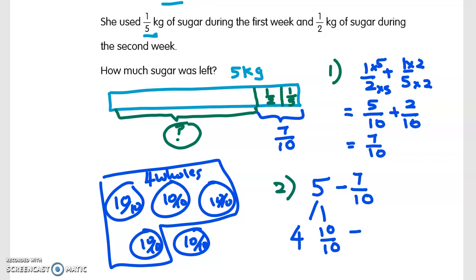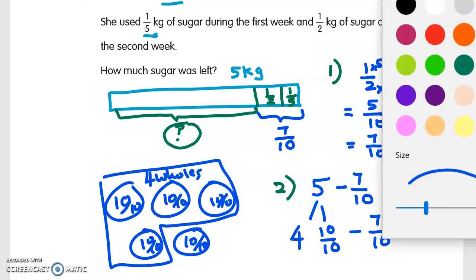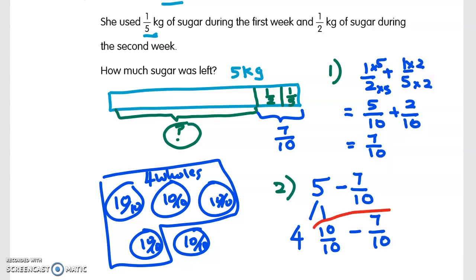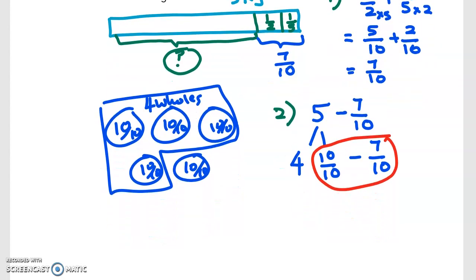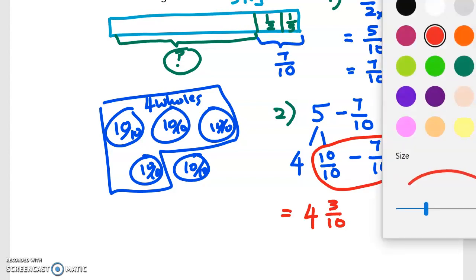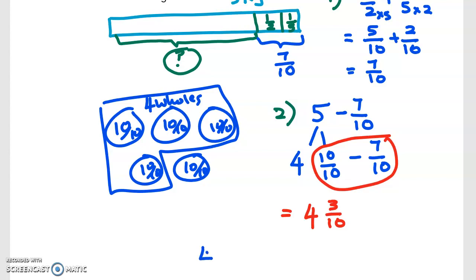So now we can minus off the 7 out of 10. So focus your attention on the fractions. That will give you 10 out of 10 minus 7 out of 10, that will be 3 out of 10. So our final answer, how much sugar was left? You can write 3 out of 10 kg of sugar was left.